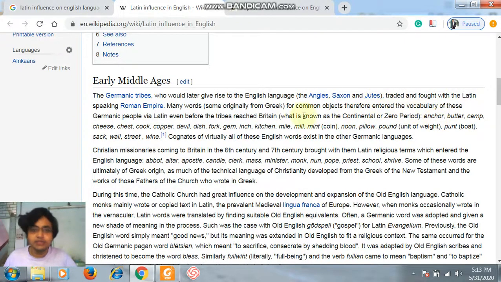and along with it came various words like, for example, anchor, butter, camp, cheese, chest, hook, copper, devil, dish, fork, gem, inch, kitchen, mile, mill, mint, noon, pillow, pound, sack, wall, street, wine. These are all basically Latin words. They have been borrowed into the English language.